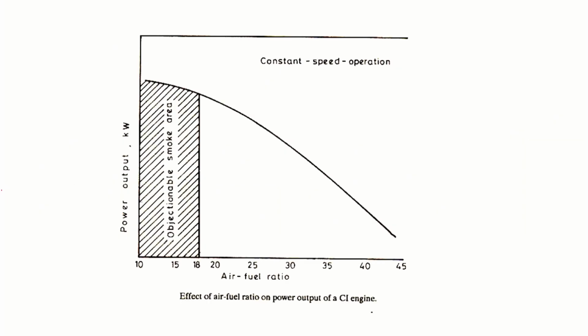Okay, so power output versus air fuel ratio, you can see here. Power output is high, but you'll get smoke. As the air fuel ratio increases, power output decreases, but the engine becomes cleaner.